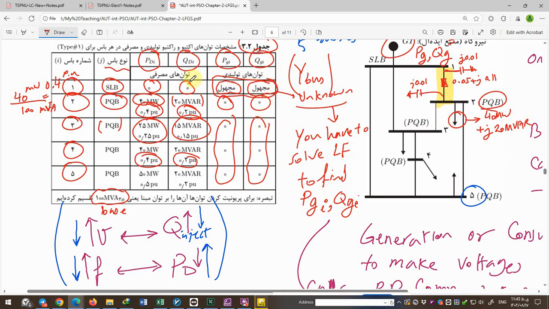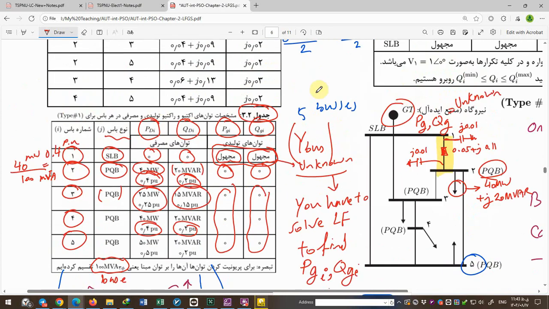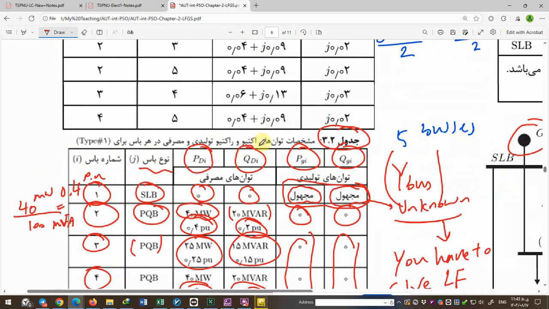This is a description of this table about the characteristics of active and reactive power generation and demand in each bus.